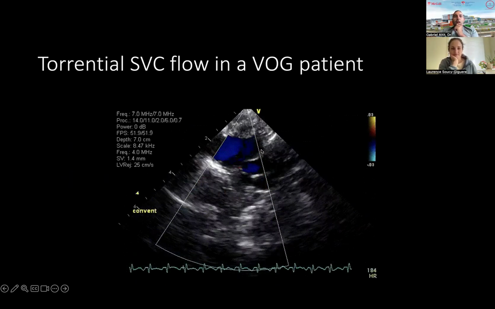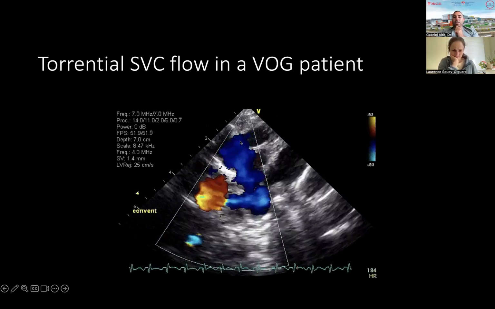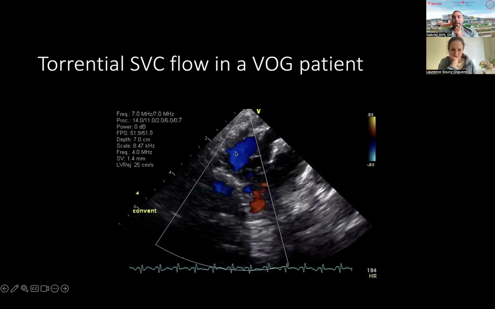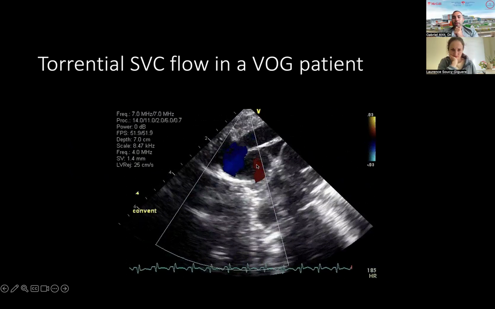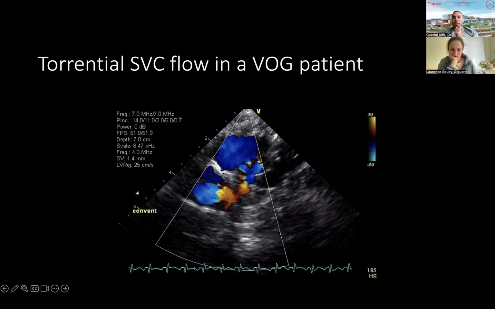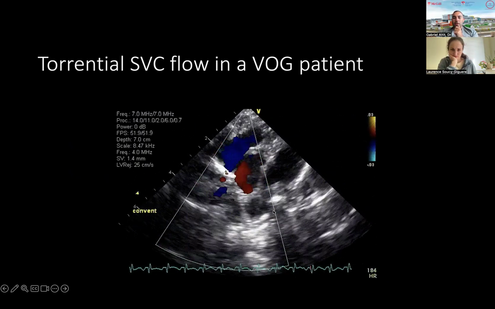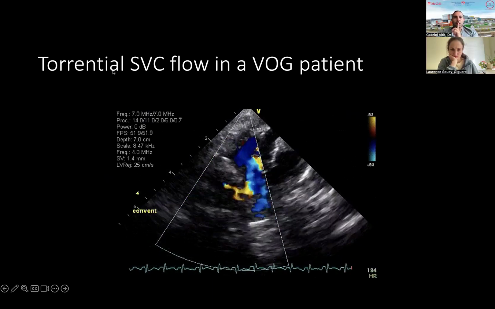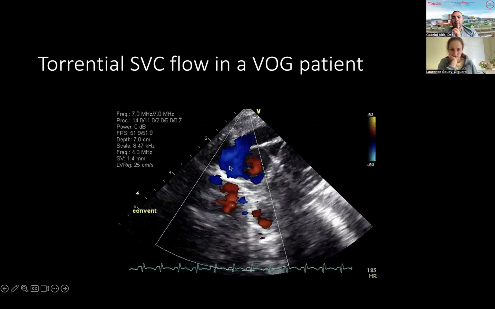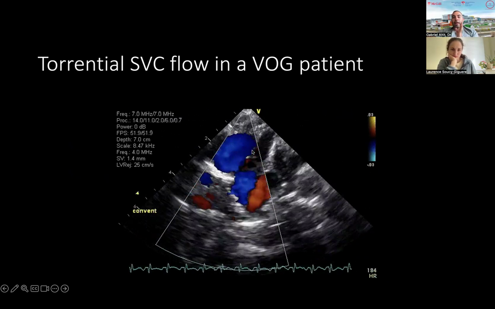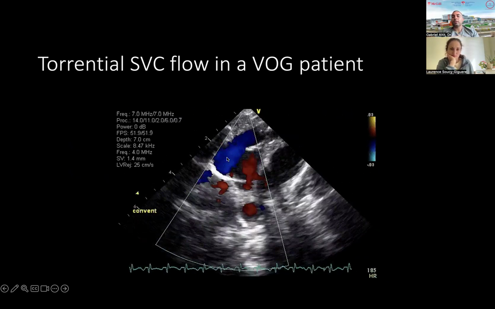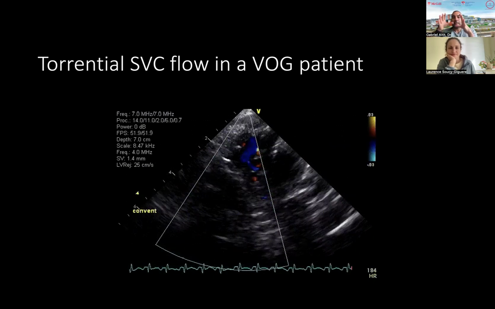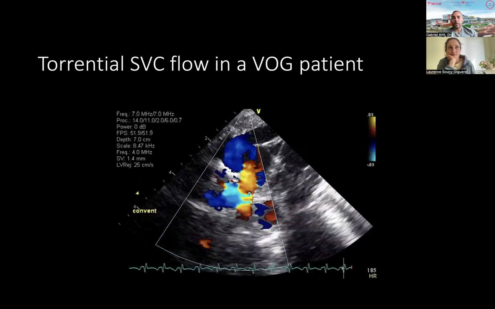Okay. This is an example from the SVC. So we said you can do the 3-vessel view. In the 3-vessel view, we have the SVC, we have the aorta, and on the side you have the PA. And so you can see if the SVC looks very dilated and looks torrential. And typically your SVC is not supposed to be the size of your aorta. It's supposed to be smaller. Typically you should have a PA that's bigger than your aorta, that's bigger than your SVC.